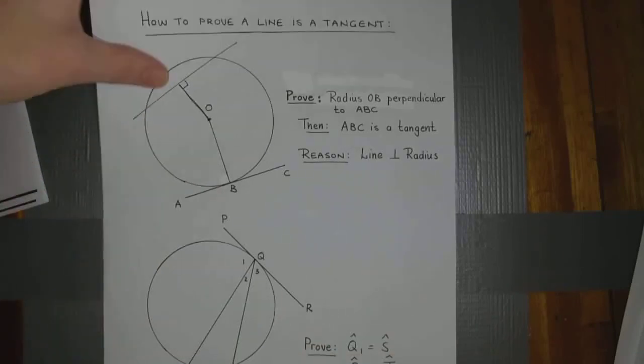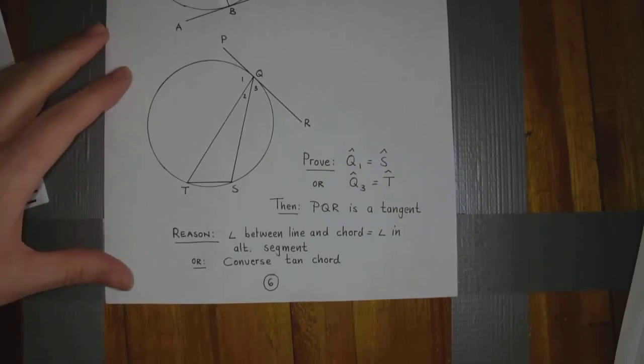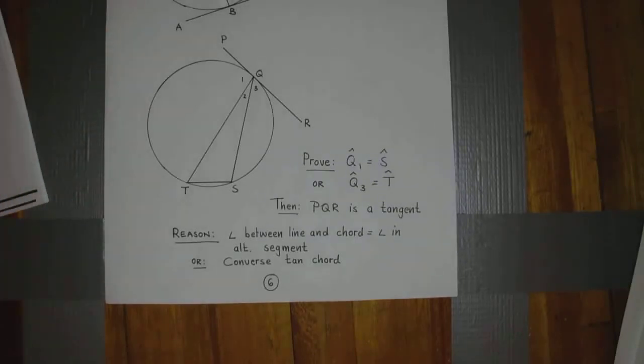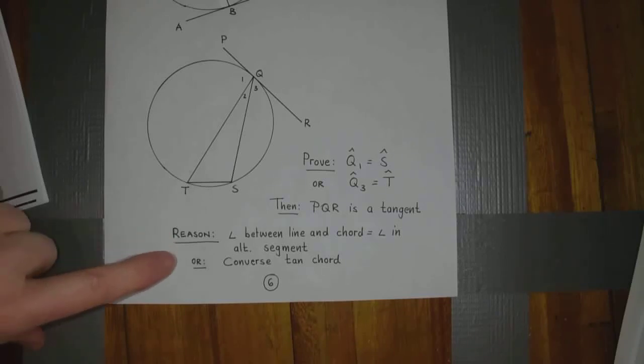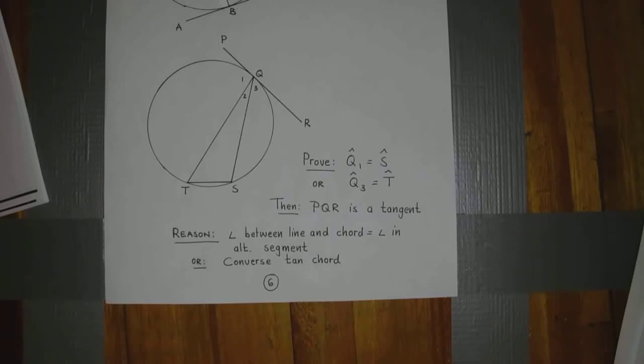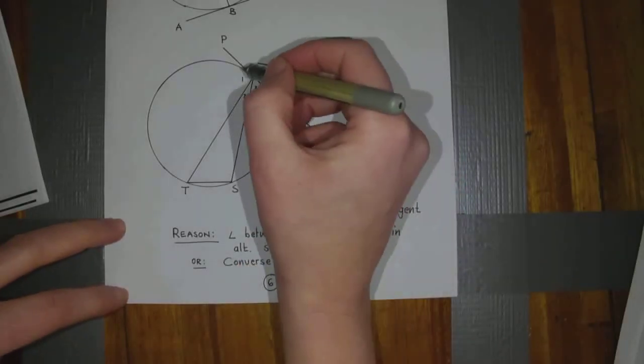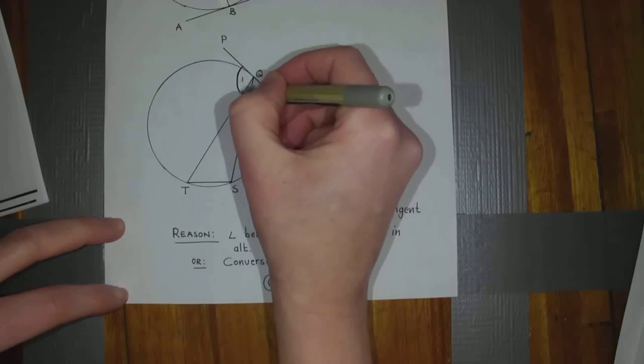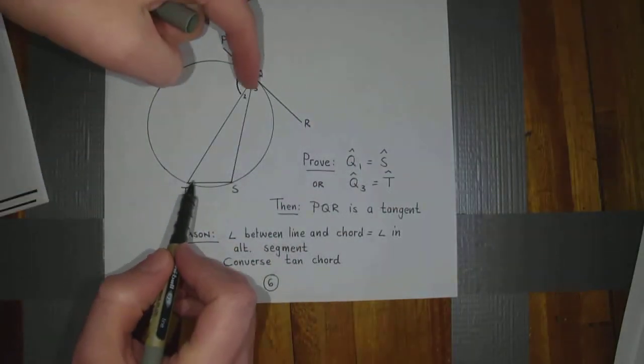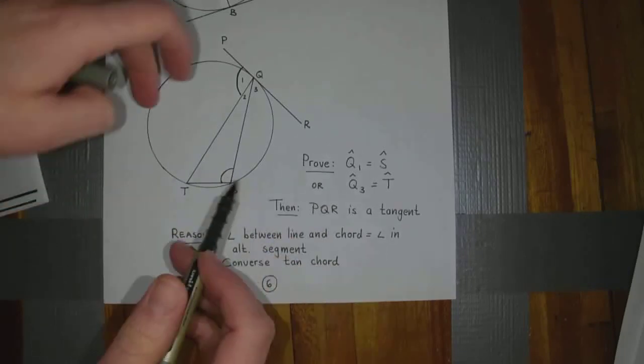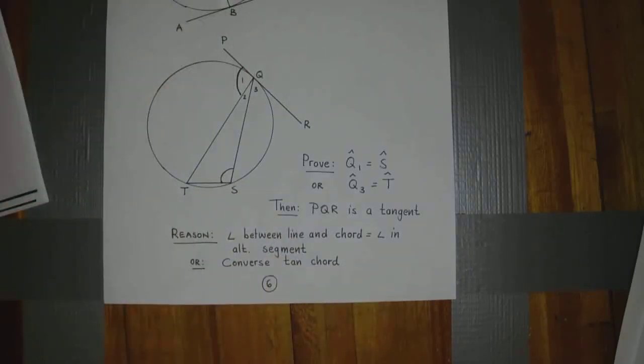Line perpendicular to radius. The second one, which is the most common way to do it, is to use the converse of the tan chord theorem. And you can actually use the reason there. I know this is a very long reason, but you can use the reason converse tan chord. If the angle between the line and the chord is equal to the angle in the alternate segment, so if those two angles are equal, then according to converse tan chord, that's a tangent. Everybody understands? These are all your grade 11 circle geometry theorems. Okay, so let me pause the video.